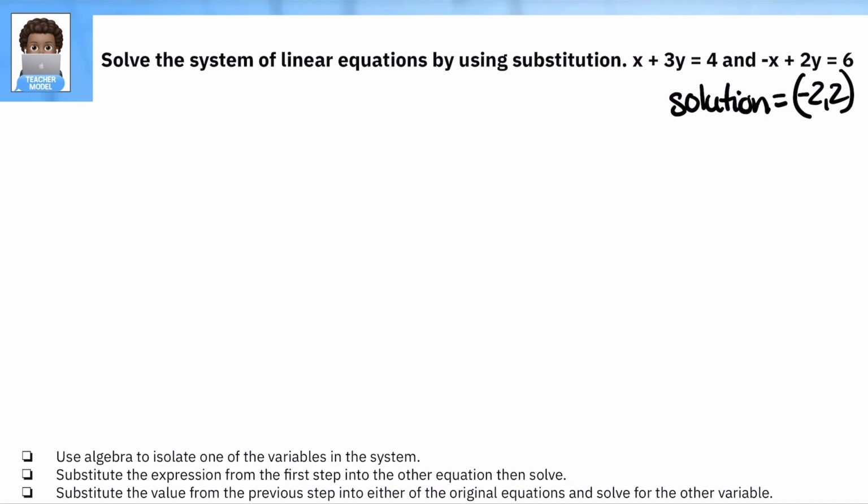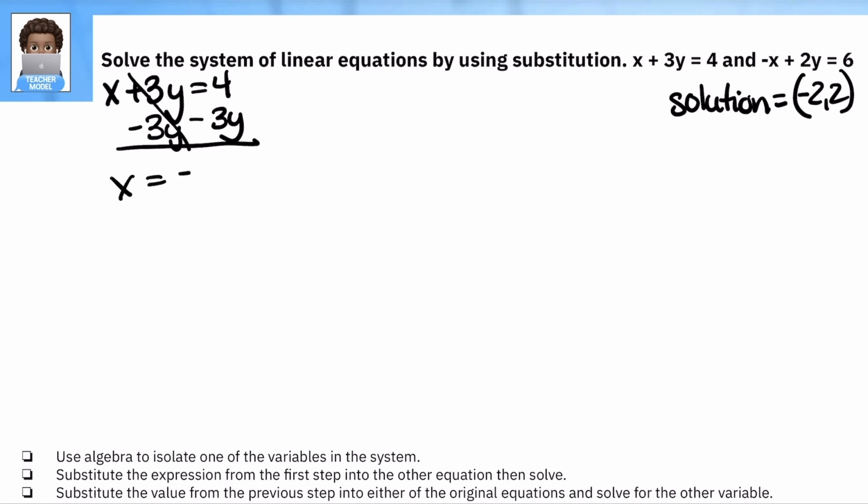So the first thing I'm going to do is I want to isolate for one of these variables. So I'm going to use the first one, x plus 3y equals 4. That was just my choice. And I'm going to subtract 3y on both sides to get x is equal to -3y plus 4. So there we go. I've isolated for one of them. So now that was my first step, isolate.